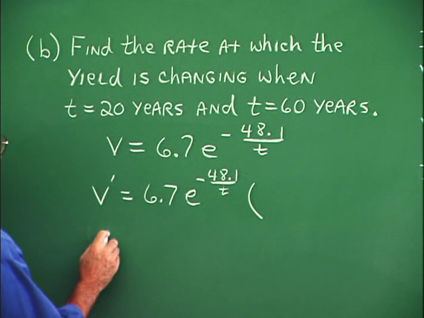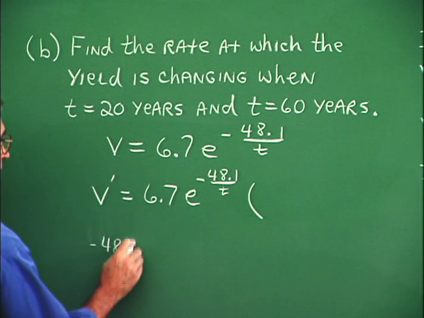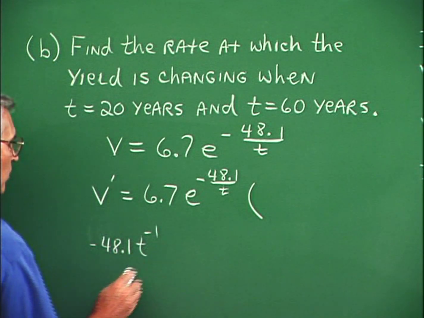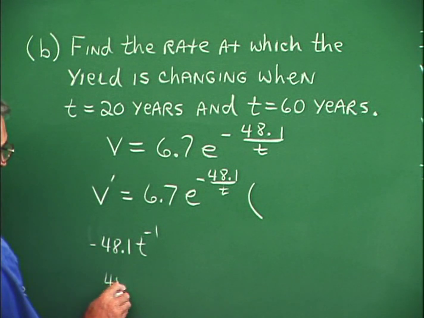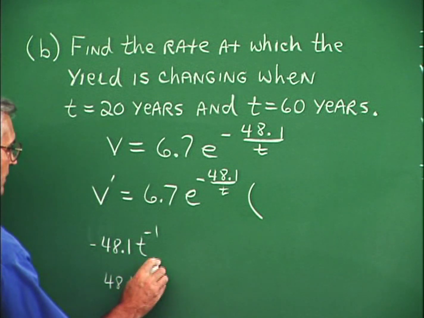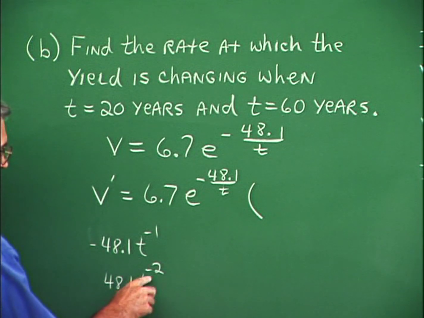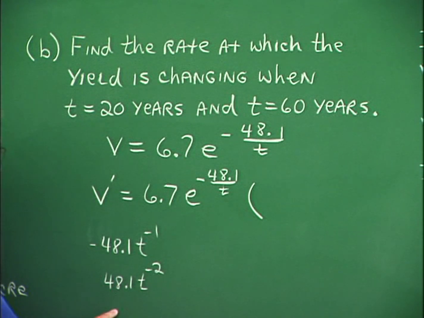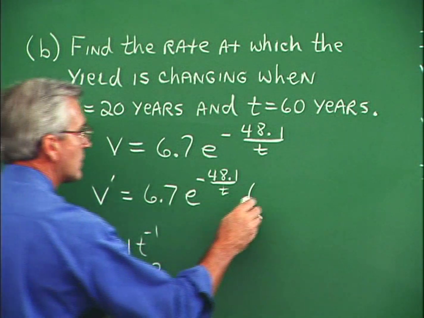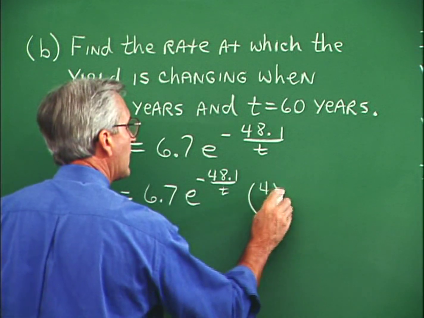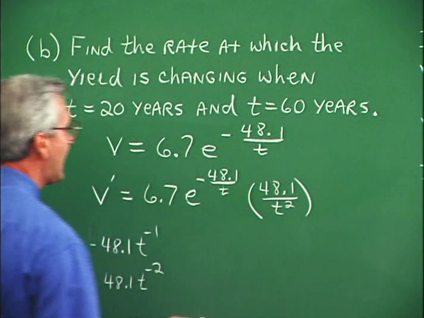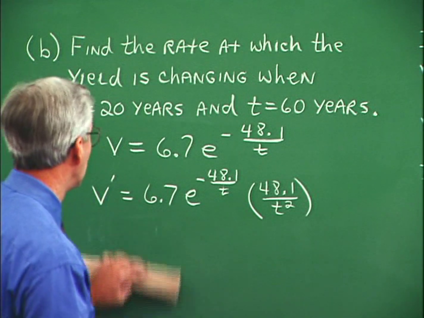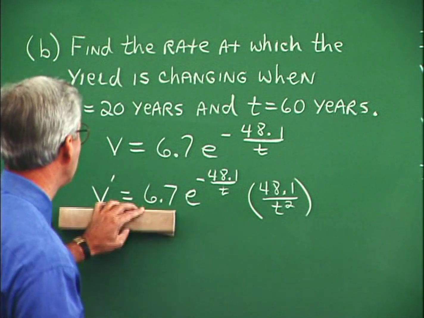We might say, all right, this is negative 48.1 over t. Well, that's negative 48.1 t to the negative 1. And then the derivative of this is negative 1 times this, so that's 48.1 t to the negative 2. And the t to the negative 2 becomes t squared in the denominator. So this is 48.1 over t squared. So we come back over here, 48.1 over t squared. Something like that is what you would probably go through when you're making the calculation.